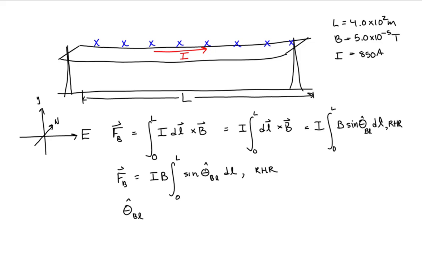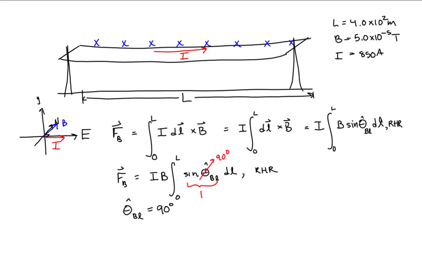That's pretty straightforward because we know that the current is going to the right and the magnetic field is northward. Well, the north axis and the east axis are perpendicular to each other, and that's an angle of 90 degrees. So this means that the sine of 90 degrees is equal to 1.